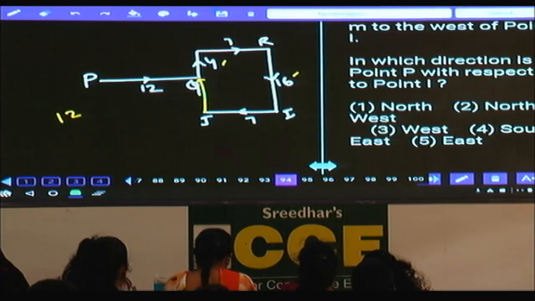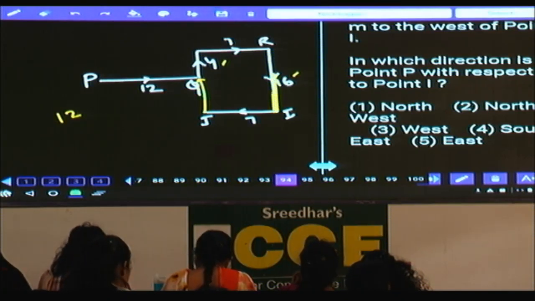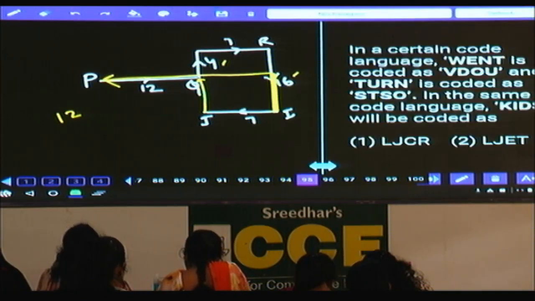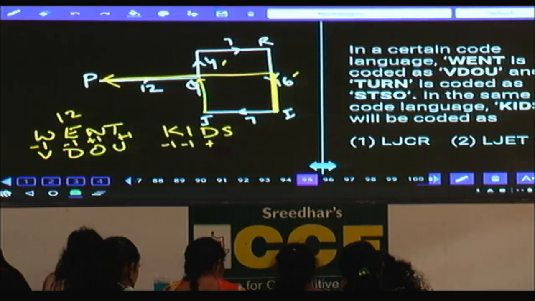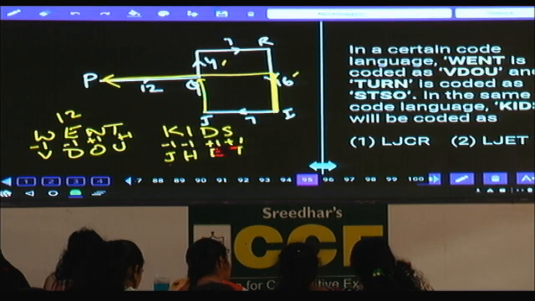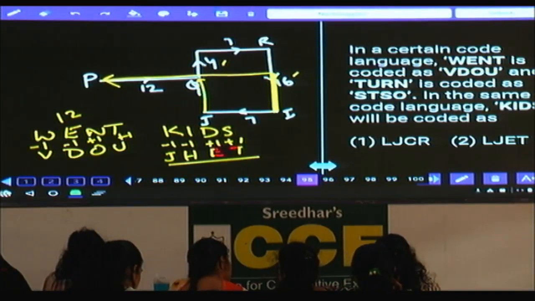Then next one, in which direction is P with respect to I? To reach P from I, first I need to move towards north and west. North and west is northwest. Northwest, that is choice 2. 94. Then in this 95, the code gives minus 1, plus 1, plus 1. K minus 1 is J, I minus 1 is H, D plus 1 is E, S plus 1 is T. J, H, E, T. Choice 5.